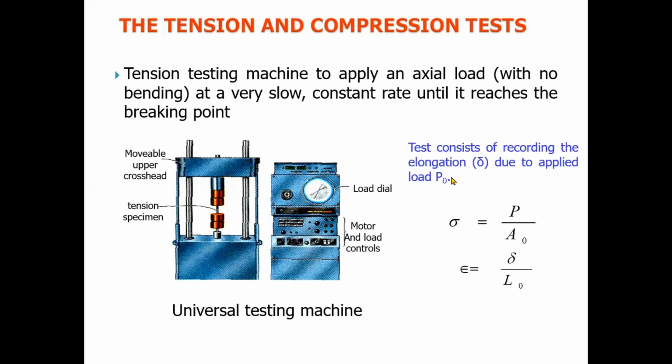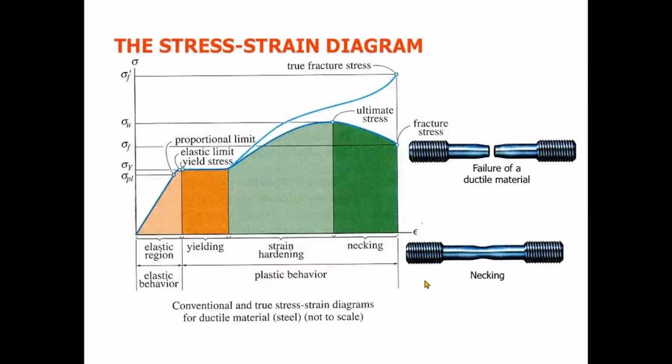The test consists of recording the elongation due to applied load. So stress is load per unit area, or force per unit area, and strain is change in length, elongation over original length. Basically, this is a stress strain curve of any material. This one is a stress strain diagram for steel. You can see here the conventional and true stress strain diagram for a ductile material, steel, not to scale.